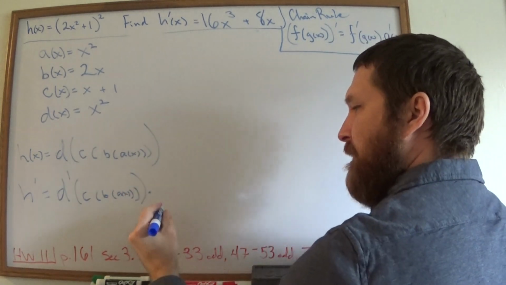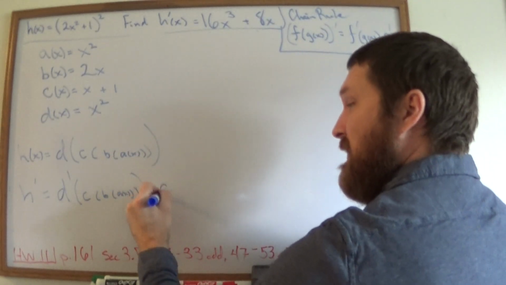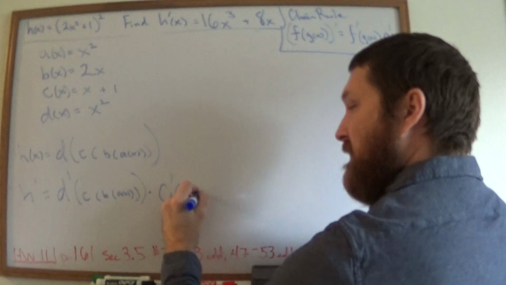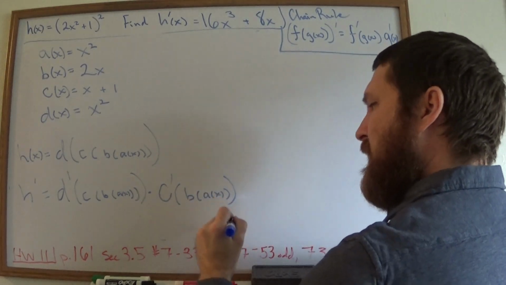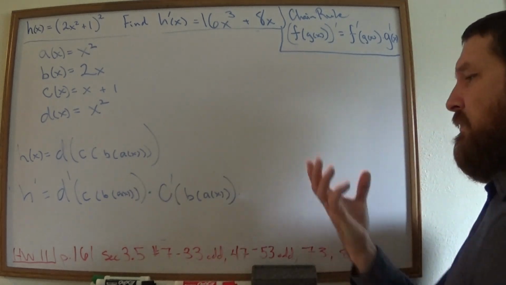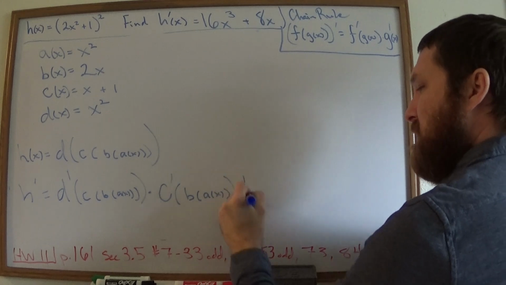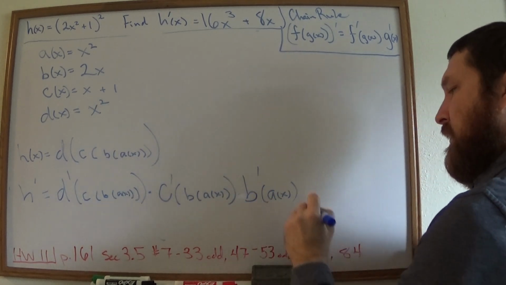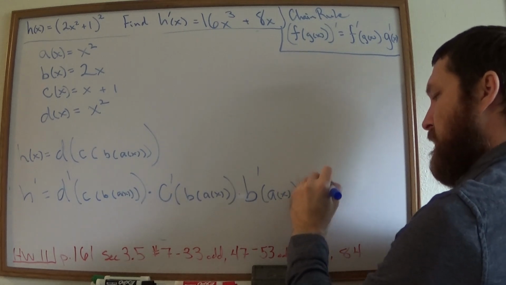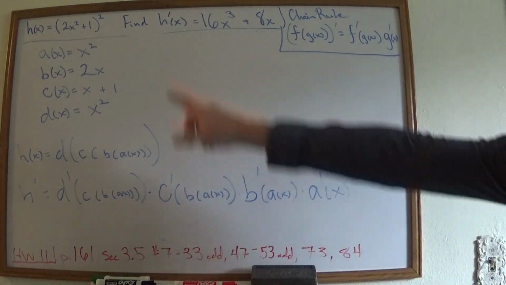Multiply that by the derivative of the inside stuff. But that's a chain. So take the derivative of the outside stuff, leave the inside stuff alone. Multiply that by the derivative of the inside stuff. That's also a composition. So take the derivative of the outside stuff, leave the inside stuff alone. Multiply that by the derivative of the outside stuff. Okay, so let's get derivatives.